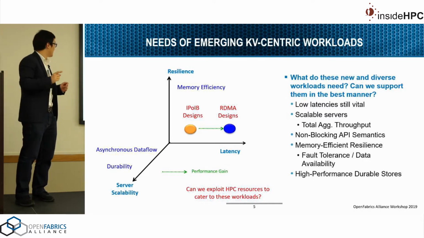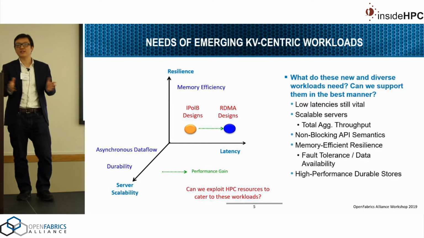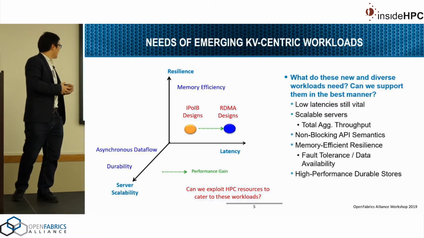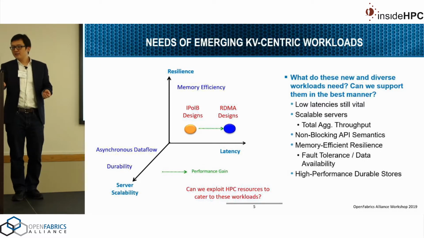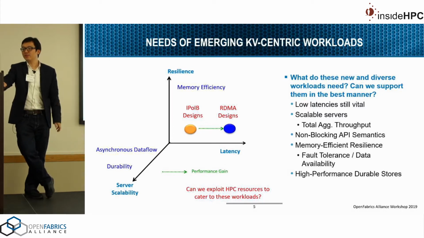Another two dimensions are actually very interesting. One is server scalability. I think multiple speakers already mentioned that many workloads or pipelines need async data flows or pipelines. And then also durability. I think Tom and the other speaker already mentioned persistent memory, right? That can be helpful as well.